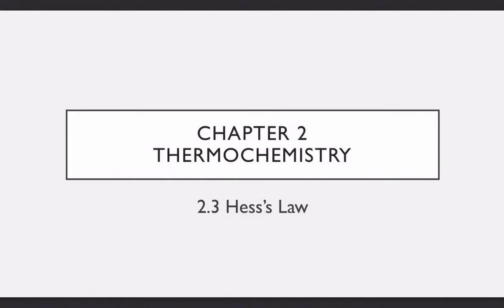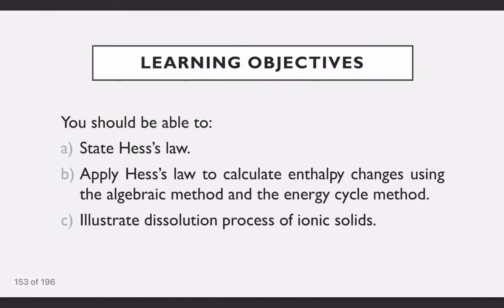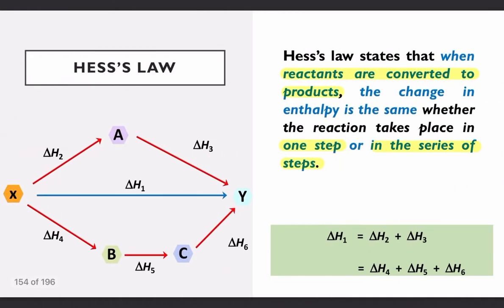Hello everyone, so today we're going to continue with subtopic 2.3, which is Hess's Law. For Hess's Law, our learning objectives will be to state what Hess's Law is, and then we're going to apply Hess's Law to calculate our delta H, which is enthalpy changes, using the algebraic method, method 1, and the energy cycle method, method 2. And then we're going to illustrate the dissolution process of ionic solids. So how do ionic solids dissolve in water?